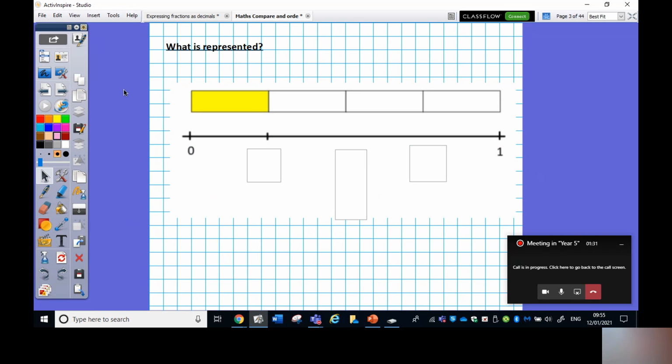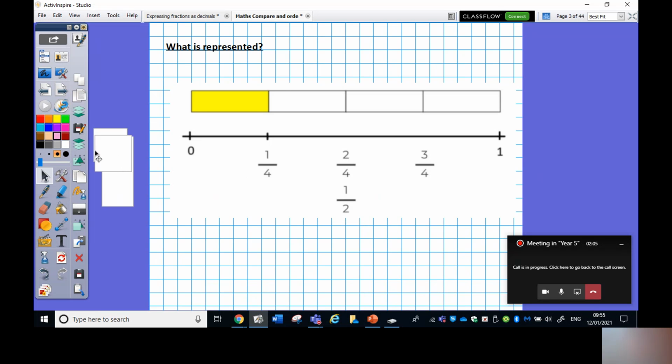So, I'm looking at this rectangle that's been divided into 4 equal parts. What fractions can be represented here? What does the yellow rectangle represent of the whole? Good, 1/4, well done. What about this here? Excellent, 3/4. And so what about here? Good, 2/4. Oh, some of you said something else. What did you say? Yeah, half as well. Well done.